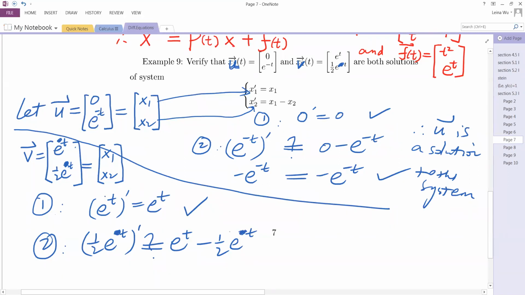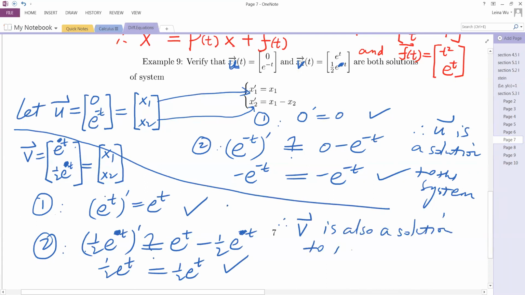Yep. Because if you plug x2 in, we have 1/2 e to the t, and its derivative is 1/2 e to the t. Is that the same as e to the t minus 1/2 e to the t? We know the left-hand side is 1/2 e to the t, and yes, it is the same. So equation 1 and equation 2 both check, which means vector v is also a solution to the system. Yes, sure, Milan.